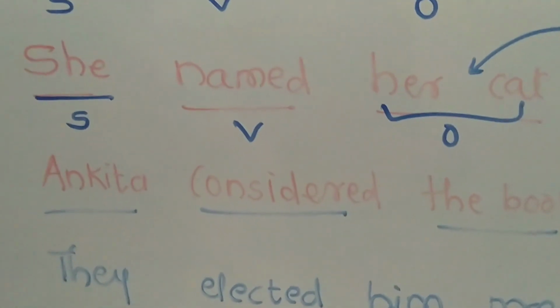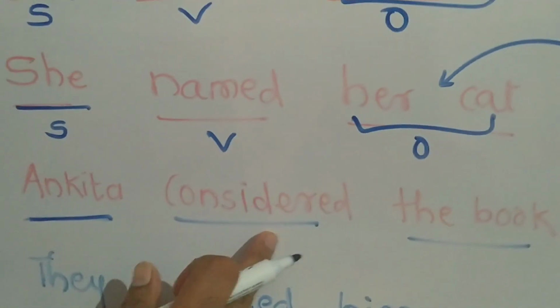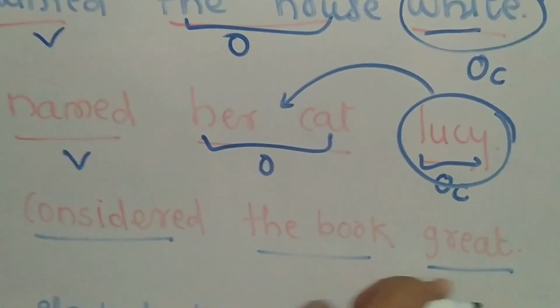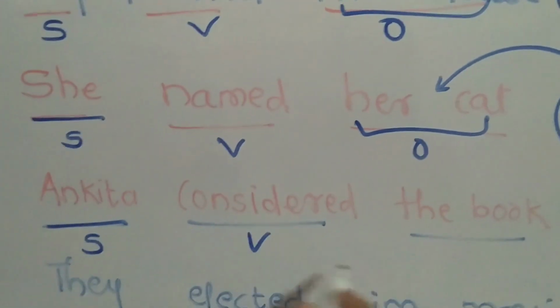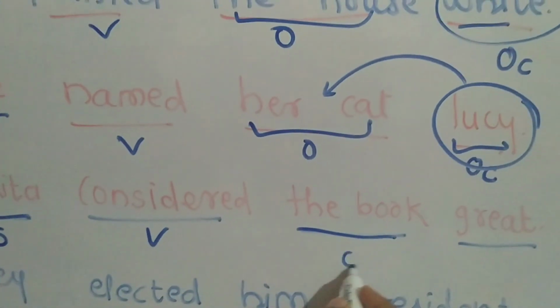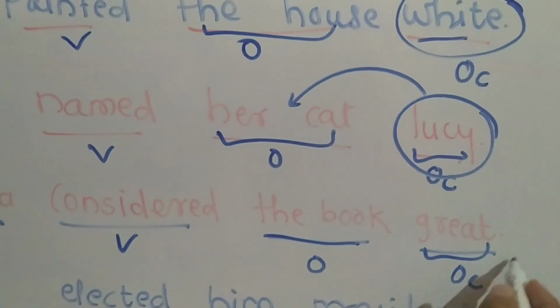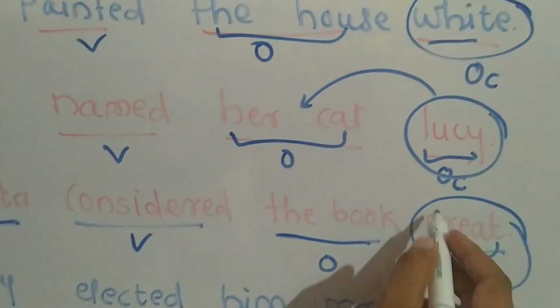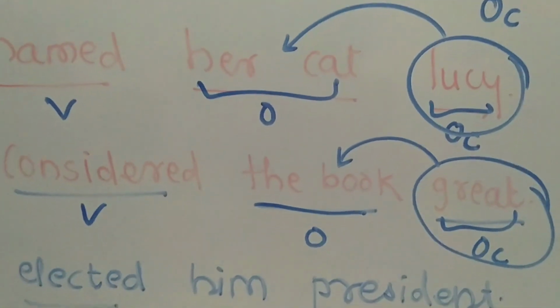The next example is: Ankita considered the book great. Now Ankita is the subject, considered is the verb, the book is the object, and great is the object complement. So the word great describes the book.